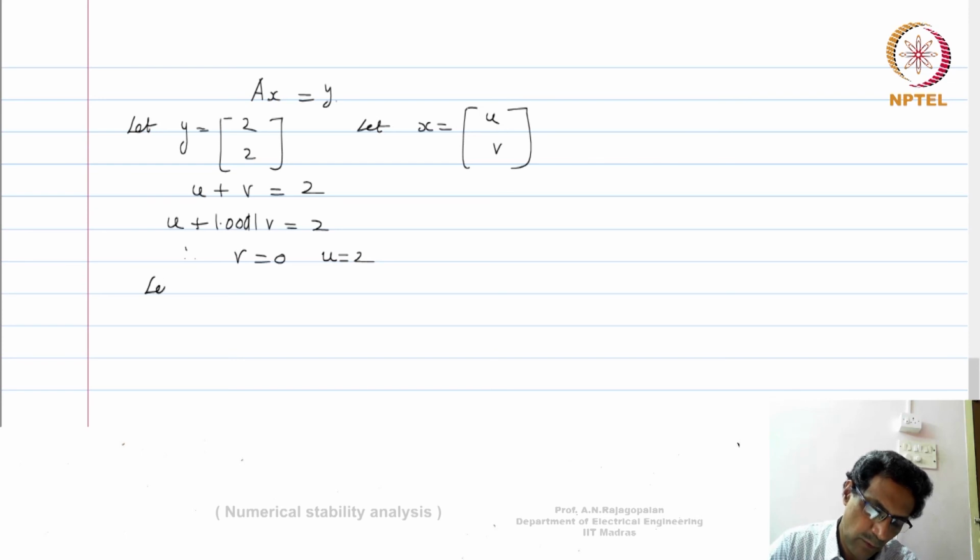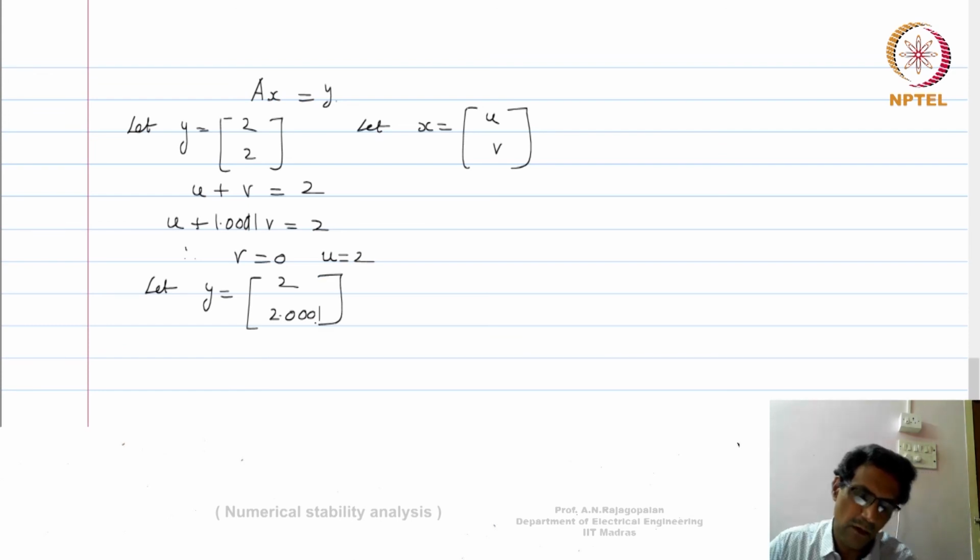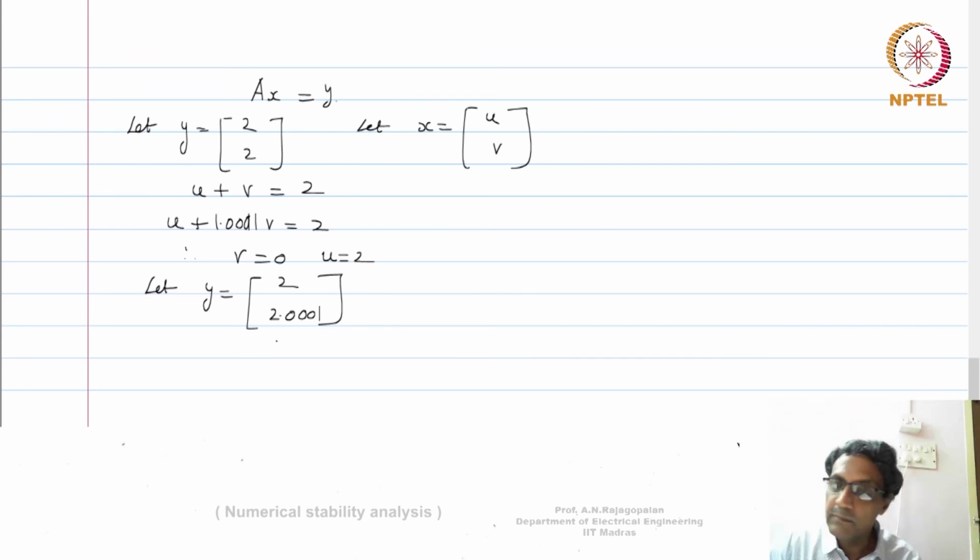Now let's say that my Y changes a little bit to 2 and then 2.0001. Okay, now as we can see, Y has hardly changed. Y has changed by a very, very small amount, right? Now we would ideally expect our X to not change much, but X will indeed change. And how does X change?